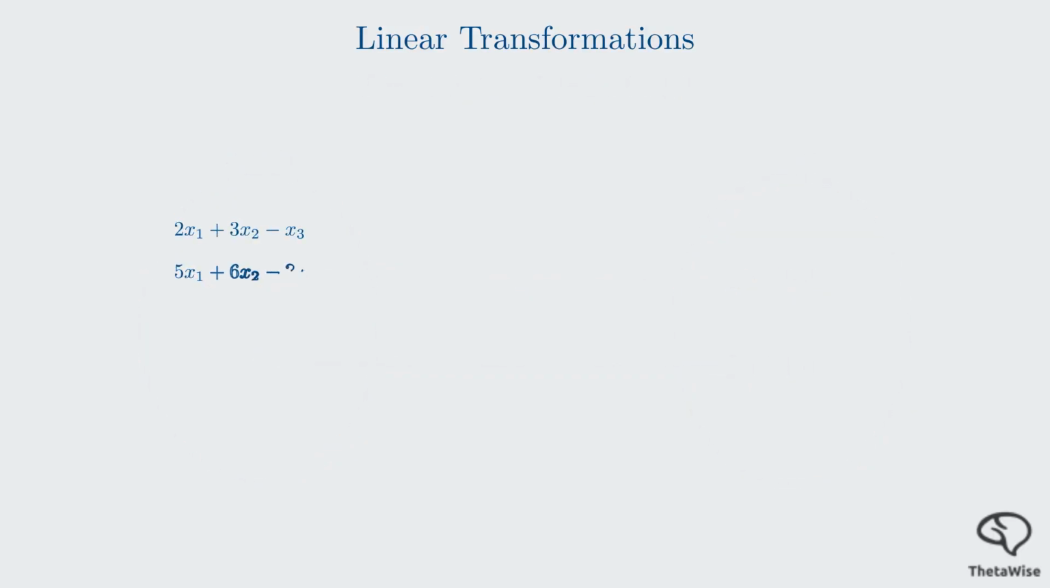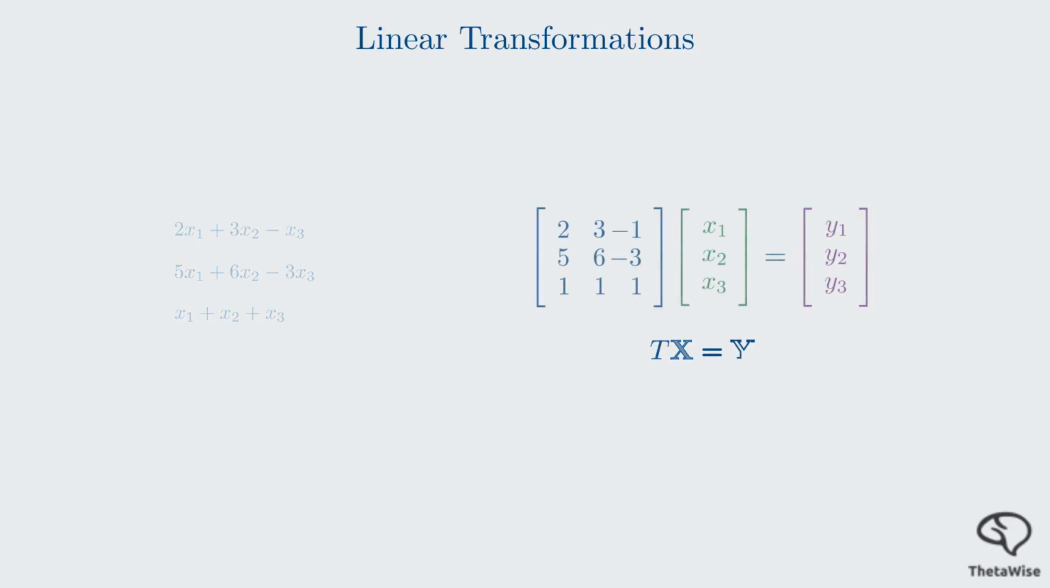A matrix is a convenient representation of a linear transformation. For example, the left sides of the three equations, 2x1 plus 3x2 minus x3, 5x1 plus 6x2 minus 3x3, and x1 plus x2 plus x3 can be collected into a matrix product. The coefficient matrix is [2, 3, negative 1; 5, 6, negative 3; 1, 1, 1], and multiplying it by the column vector gives the output vector y. Thus, Tx equals y.